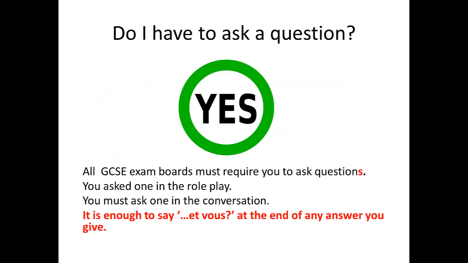You do have to ask a question. This is important. All GCSE exam boards are told that they must require you to ask questions in the plural. So for the AQA, you've asked one in the role play, and it's in the conversation that you will ask the other one. Of course, you can ask more if you want, but we must get at least these 2. And we have been told by the board that it's enough to say, after you've made a statement, et vous, and you, at the end of any answer that you give. Strongly recommend that you do the question in your first nominated theme, just to get it out of the way so that you're not worrying about whether or not you've asked a question or not.